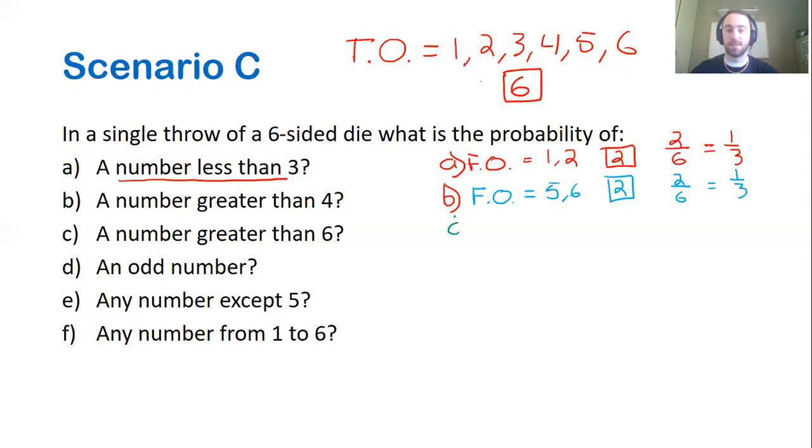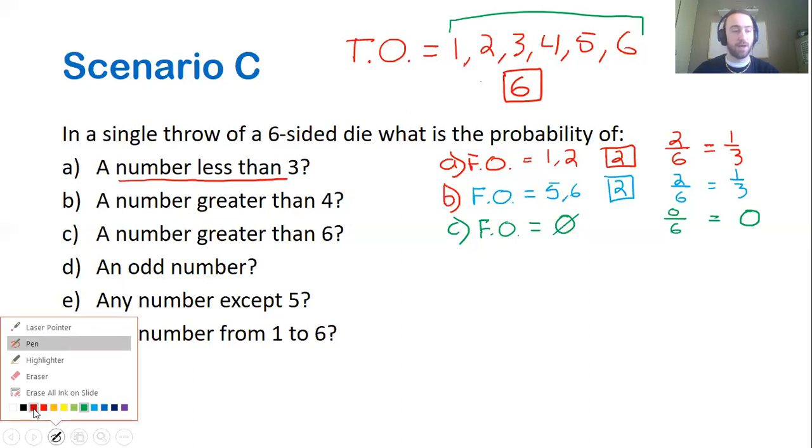Okay, what about C? C is asking for a number greater than 6. So again, we're going to write out our favorable outcomes. Number greater than 6 on a six-sided die, well, we talked about all our total outcomes. There's no number greater than 6. We can't roll a 7 or 8. So favorable outcomes is 0. Again, we have 0 over 6 or just 0.